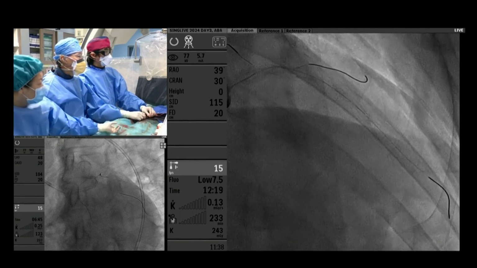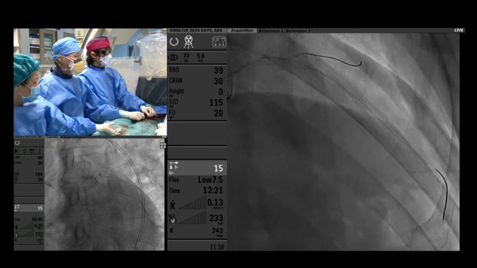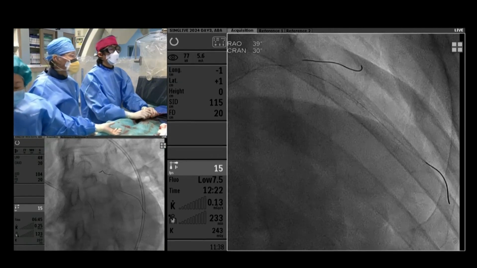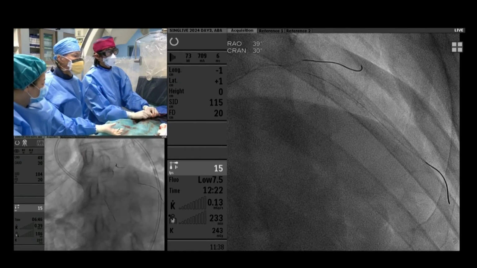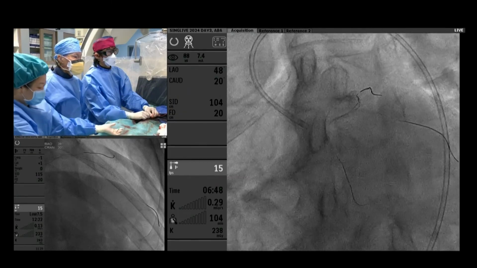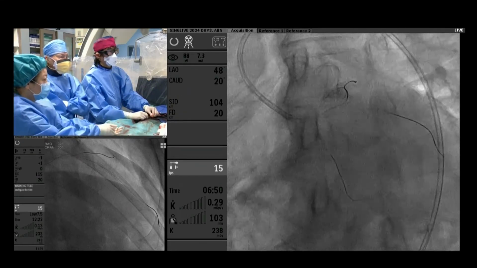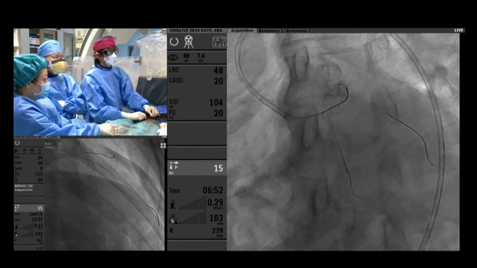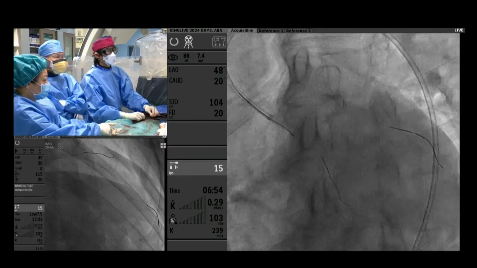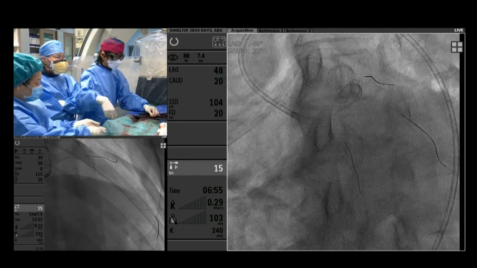Yeah, I think that's a really important step. I think all of us have had the pleasure of dealing with concertinas in the left main. It usually makes for another hour or so of work. Okay, so that's the diagonal wire coming up. We're just going to take it out.